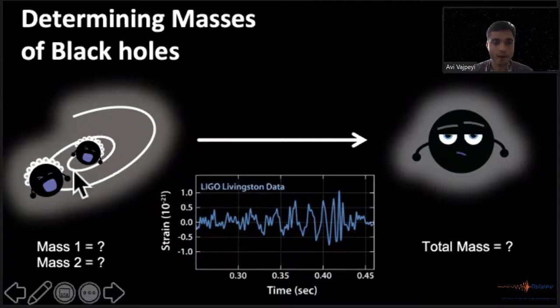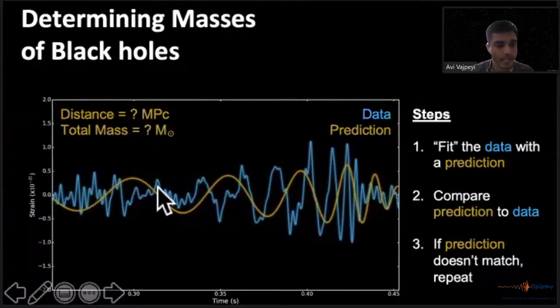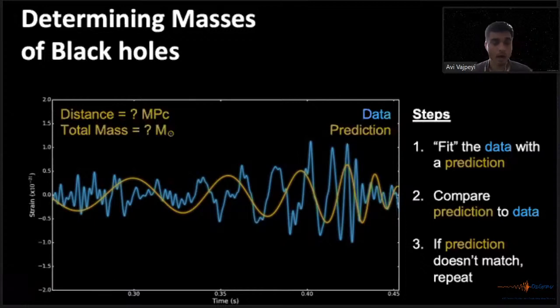Now, from this gravitational wave data that we've recorded, we want to try to figure out what the masses of these 2 black holes are and what the mass of the final black hole is, right? One way we can do this is by first trying to fit the data with a prediction. This orange line here on this blue data is our prediction, right? We can then compare our prediction to the data, and if the prediction doesn't match, we want to repeat the process.